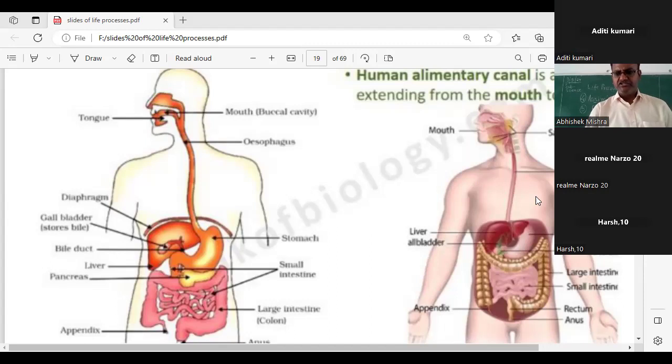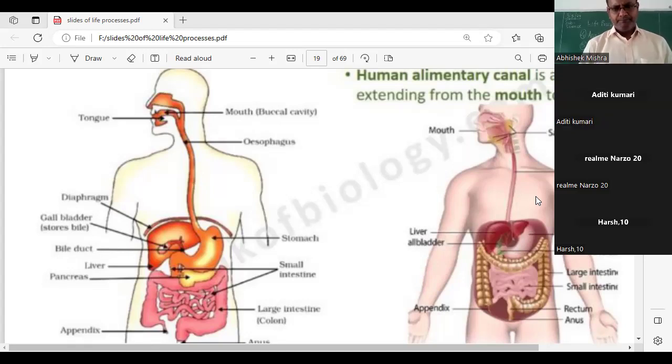Yes, sir. Yes, Harsh, answer. The pancreas has three components: trypsin, lipase, and pancreatic amylase. What are their functions, Harsh? Trypsin helps in digestion of proteins. Lipase helps in breaking of emulsified fats. Okay. And pancreatic amylase helps in digestion of fat. Very good. Okay, good.